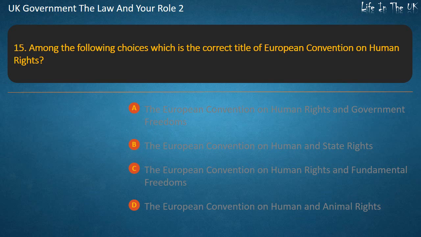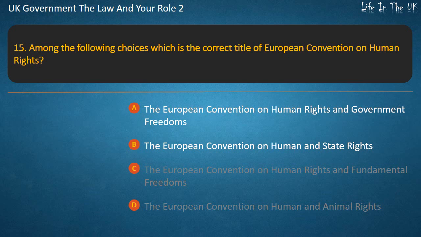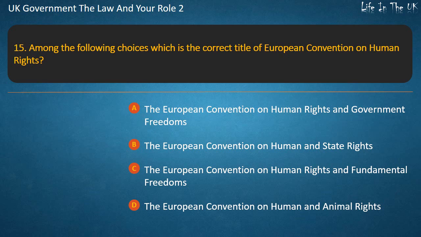Question 15. Among the following choices, which is the correct title of European Convention on Human Rights? The European Convention on Human Rights and Government Freedoms. The European Convention on Human and State Rights. The European Convention on Human Rights and Fundamental Freedoms. The European Convention on Human and Animal Rights. Answer. The European Convention on Human Rights and Fundamental Freedoms.